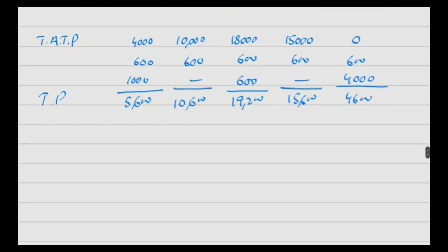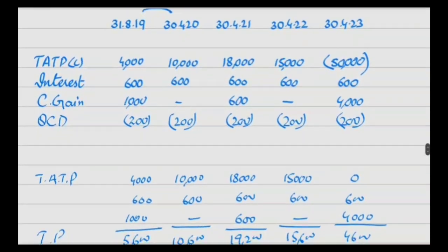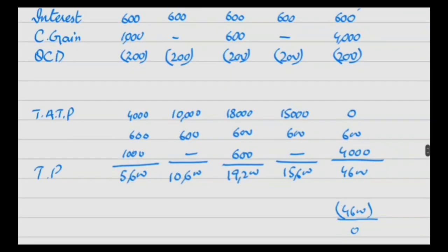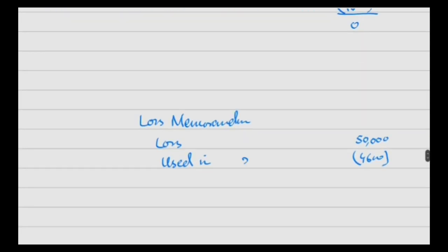So first हम सेटअप करेंगे लॉस अगेंस्ट द करंट ईयर 4600, ये हो जाएगा 0. टोटल लॉसेस फॉर 50,000. लॉस मेमोरेंडम बनाना ज़रूरी है. आउट ऑफ दिस 50,000 लॉस 4600 इज सेटअप. Used in 30th April 23 year.